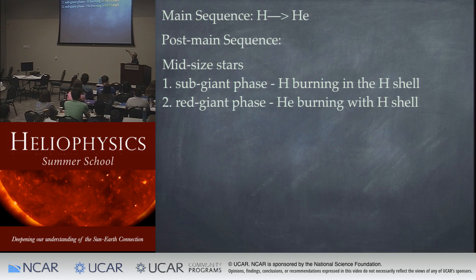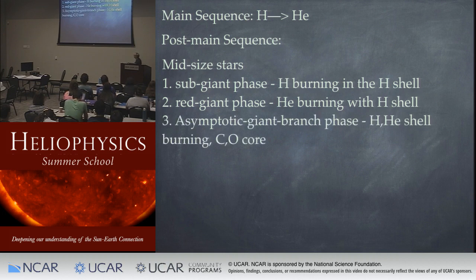And this is when we finish the main sequence. We're still going to have some hydrogen burning in the outer shells, okay? In the red giant phase, we start to burn helium in the core, with a hydrogen-burning shell around it, okay? And then we get to the asymptotic giant branch phase, where we can't even burn helium anymore, okay?